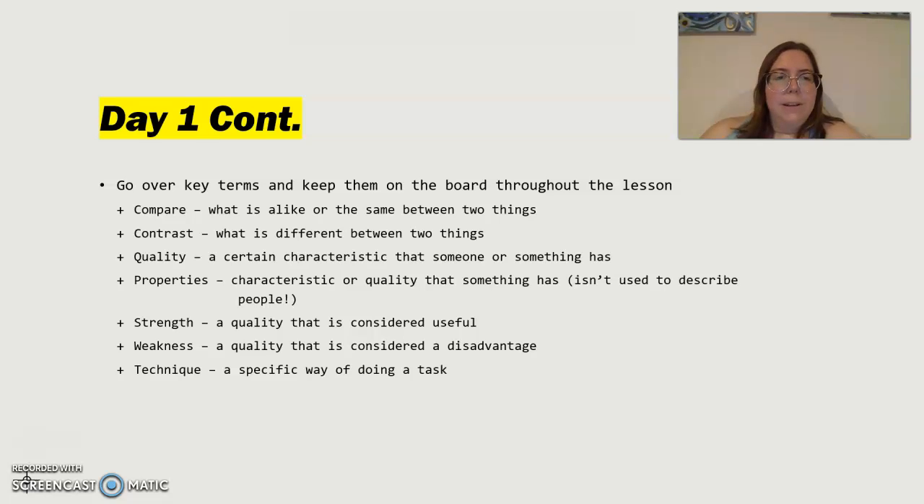On day one, continued, we'll go over key terms before we do the activity, and then I'll write them on the board and keep them up there throughout the lesson so they can reference them. We'll go over compare and contrast, quality and properties. I'll explain that you can use quality to describe characteristics of someone or something, whereas properties is mostly used for things, because we don't really use the word properties to describe qualities of people. And then I'll go over strengths and weaknesses, and then technique as well.